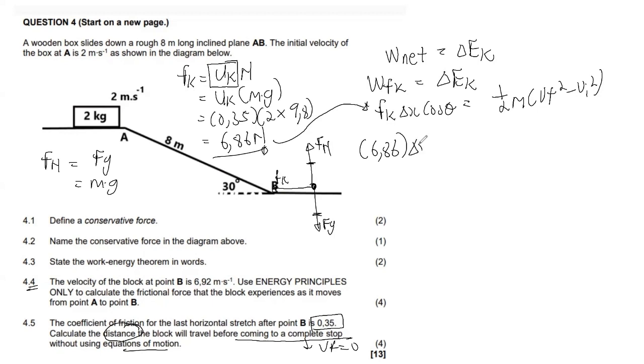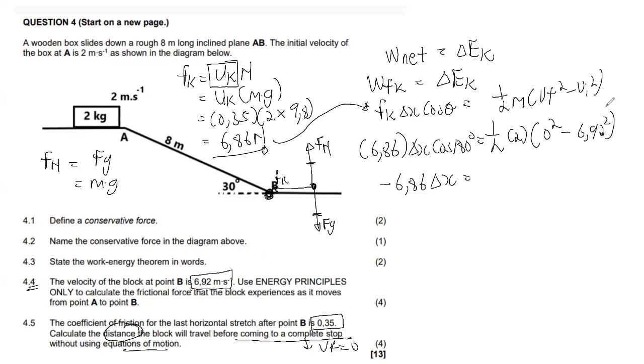Then we have our delta x. This is cos 180 degrees. That's half, our mass is 2, our final velocity is 0. It comes to rest. But then what is our initial velocity? It will have to be the velocity at point B, because the horizontal stretch starts from point B. So at point B, we were told that the velocity is 6.92. So 6.92 squared here. Now, when we calculate this, that's negative 6.86 delta x.